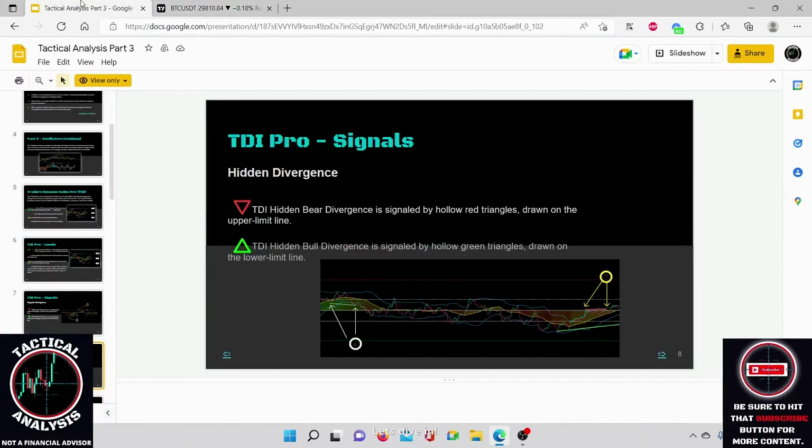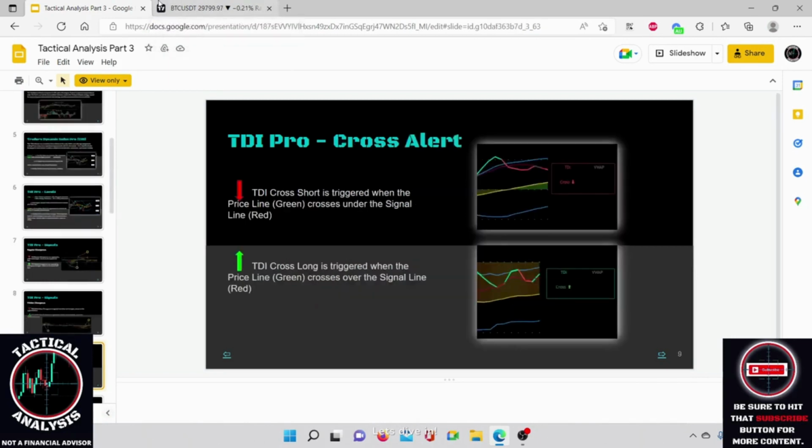Hidden divergence, same thing, except you will see hollow triangles. Red and green, same thing, drawn on the lower and upper limit line. Those will just be hidden divergences, with hollow triangles, and regular divergences will be solid triangles.